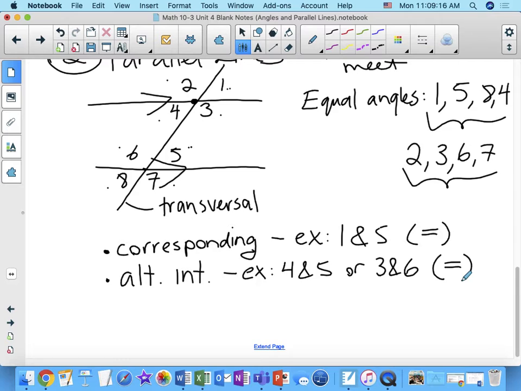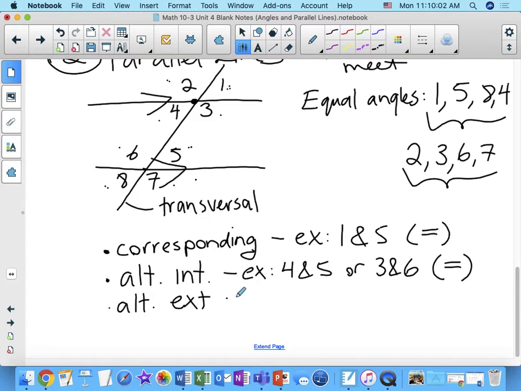Okay? The other one that we can have is alternate exterior. Okay? Now, exterior means they're on the outside. So 1, 2, 7, and 8 are on the outside. Alternate, again, means that they are on different sides of the transversal. So here's angle 1. I have to cross over the transversal and go to angle 8. Okay? Here's angle 2. I've got to cross over the transversal and go to angle 7.